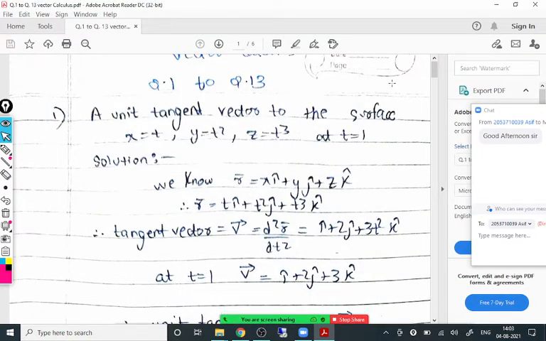Okay, so questions 1 to 13 are completed by Sahitya. This one is from vector calculus now. Which are the most important articles? First, I will tell you.